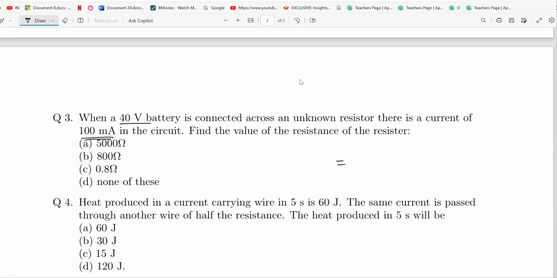Yes, sir. So potential difference V is 40 volt, connected across an unknown resistor, and there is a current of 100 milliampere. So I is 100 milliampere, which can be written as 10 to the power minus 1, or 0.1 ampere. Find the value of the resistor R. So R is equal to V by I, which is 40 upon 0.1. So you will get 400. So this is none of these.